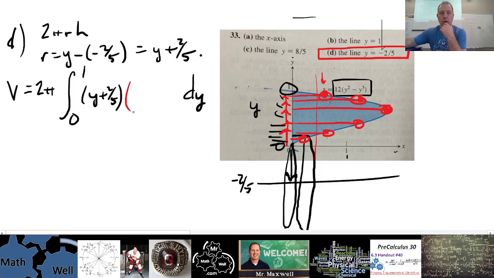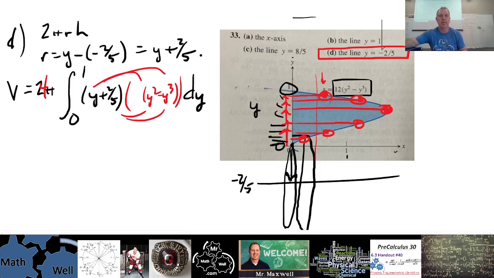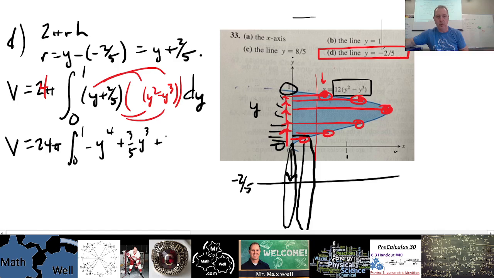All right, so all that to say, we still got 12, y squared minus y cubed. And I'd take that 12 out of there, make it a 24 over here, and so on. So this is going to be a little bit tricky. You got a FOIL here. Let me see if I can simplify this a little bit for you. So 24 pi, and what is this, d? Let me just do one step at a time for you. So when it's all said and done, it's negative y to the 4th plus 3/5 y cubed plus 2/5 y squared dy.